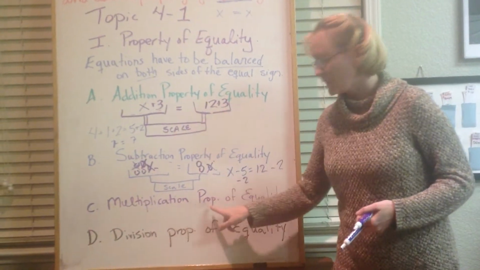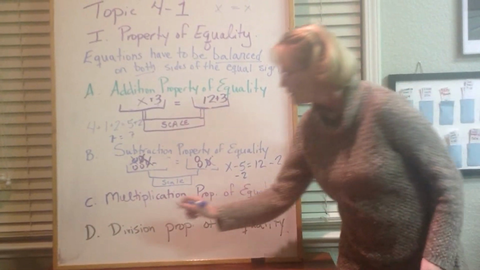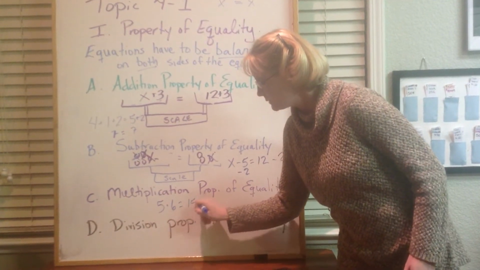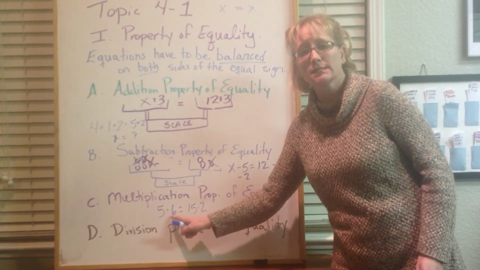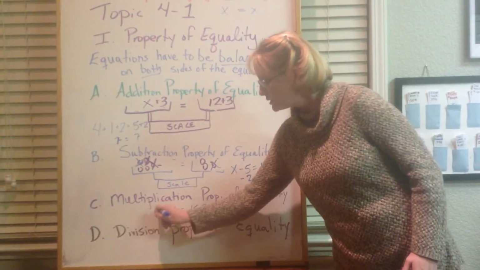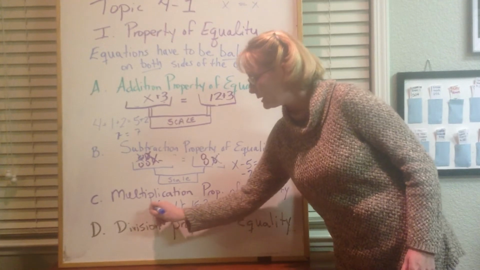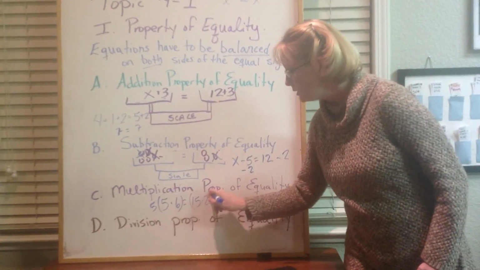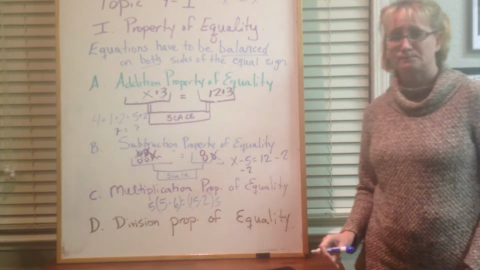It's the same with the multiplication property of equality. 5 times 6 equals 15 times 2. How much is 5 times 6? It's 30. And how much is 15 times 2? It's 30. But what if I took this whole number and I also multiplied it by 5? What do I have to do to the other side? I have to also multiply it by 5.